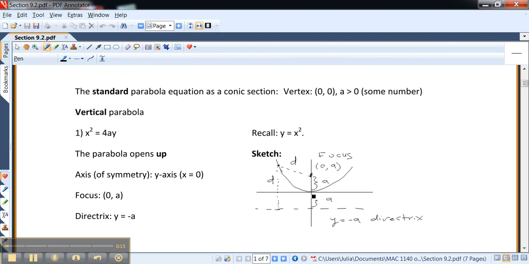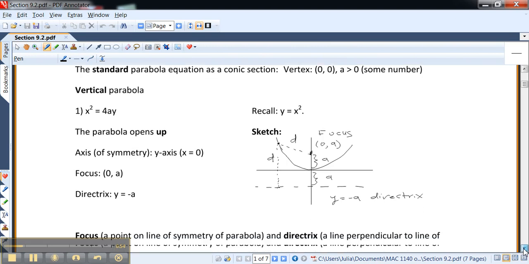An important part about the parabola as a conic section is that any point on the parabola is actually the same distance away from both the focus right here and the directrix. And also notice that the focus itself is away from the vertex by a units, and a is the actual distance from the vertex to the focus and also from the vertex to the directrix. That's why we count a to be positive, because it's distance. And that's how we look at it.